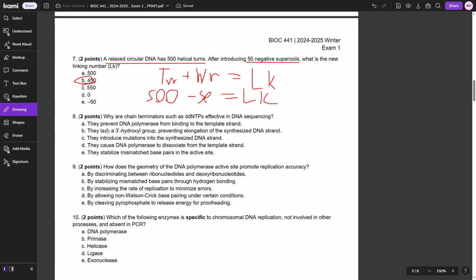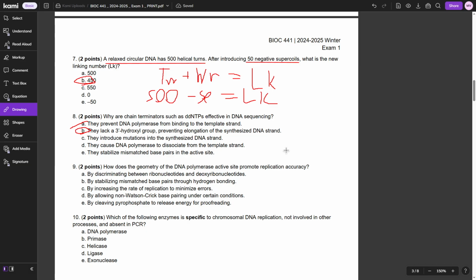So, yeah. They prevent DNA polymerase from... No. They don't prevent DNA polymerase from binding to the template strand, okay? The DNA polymerase can still bind, right? Nothing changes about the binding. They lack a 3' hydroxyl group, preventing elongation of the synthesized DNA strand. This is true. They do prevent the elongation of the synthesized DNA strand. And that is actually how Sanger sequencing works, right?